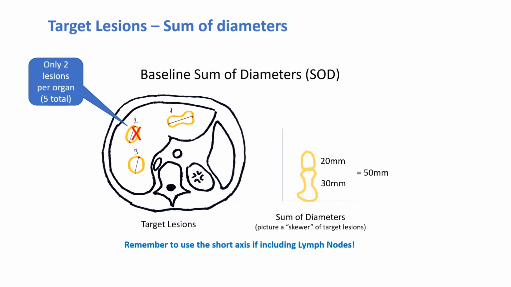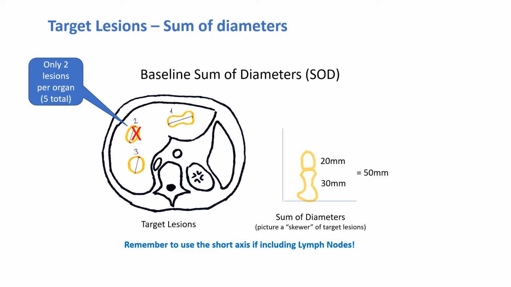Next is the concept of sum of diameters. This is simply the sum of the diameters of all the target lesions, and it's a simplistic representation of the bulk of the cancer that's present. Here we have 3 liver lesions, but remember you can only choose 2 of them as target lesions for RECIST. So you choose those 2, you measure the longest diameter, and you add those up. In this case, it's 20 plus 30 millimeters, which is 50 millimeters. So 50 millimeters is the sum of the diameters, because you're going to use this later to work out whether the cancer is growing or shrinking as per RECIST.